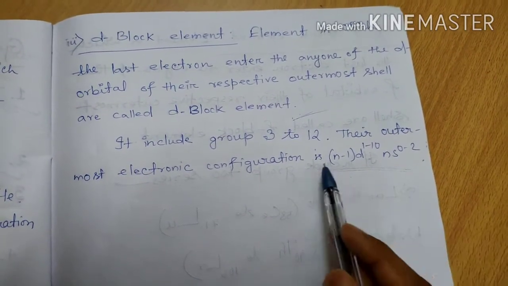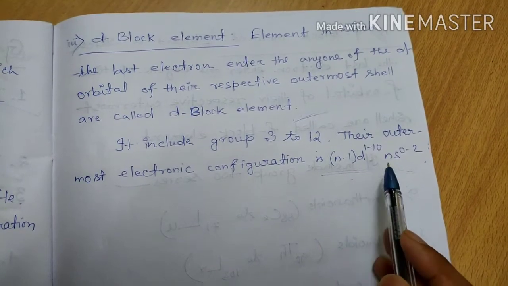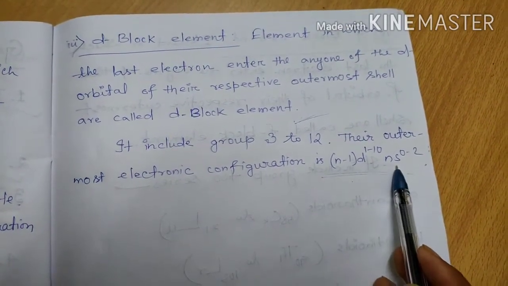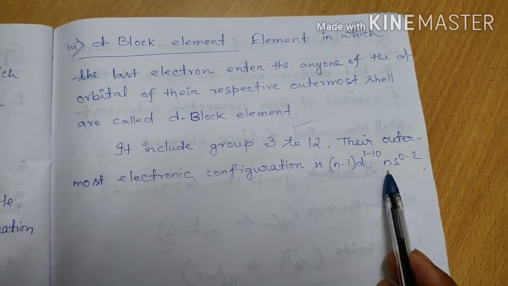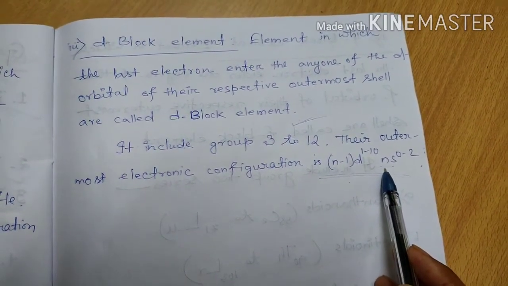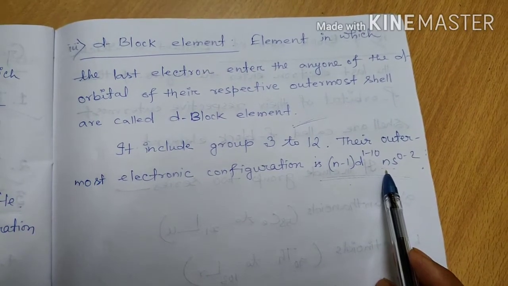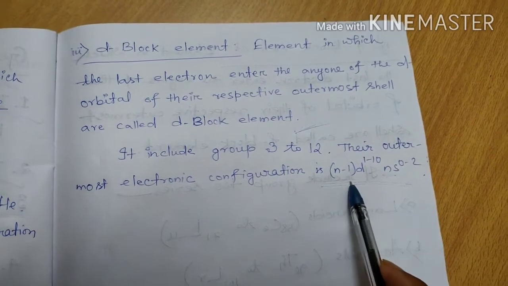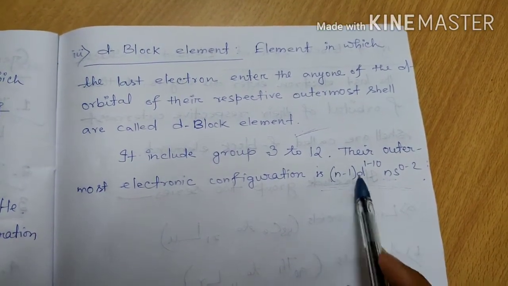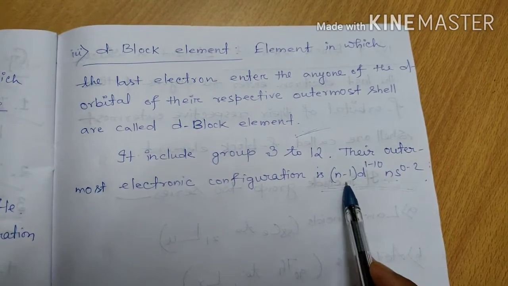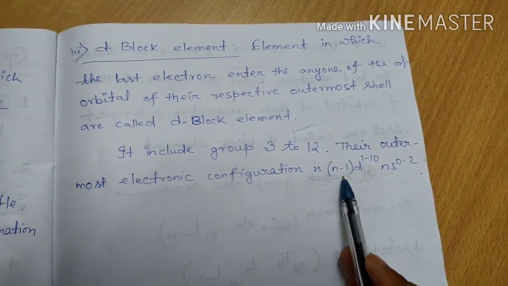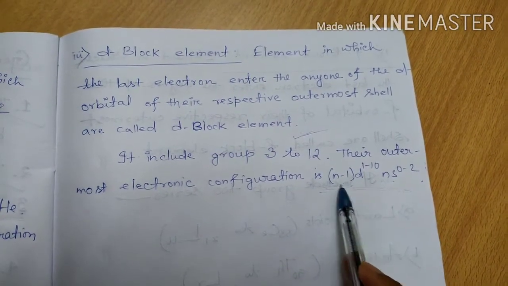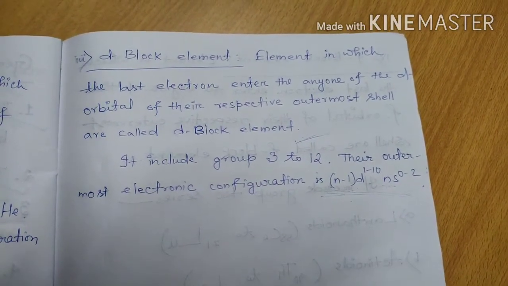(n minus 1)d 1 to 10, ns 0 to 2, where n is the period number. If the period number is 5, that is the value of n is 5, then the (n minus 1) term will become 4 because we have to subtract 1. So if 5s is there, then 4d will be there.